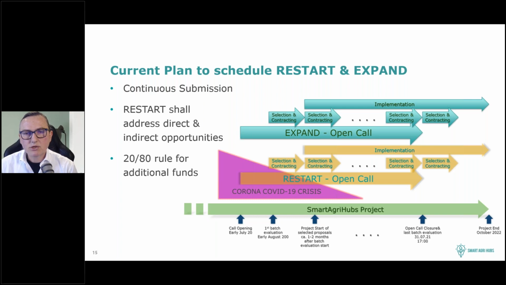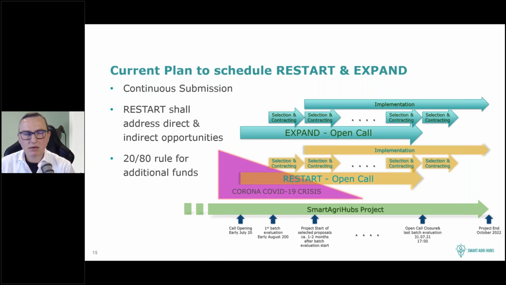Thank you very much for the question. Well, in SmartAgriHubs, in the respond open call, we are also looking at COVID-19, so the topics have a relation to COVID-19 mitigation. While generally, of course, we are looking at proposals or topics in relation to the agri-food economy.